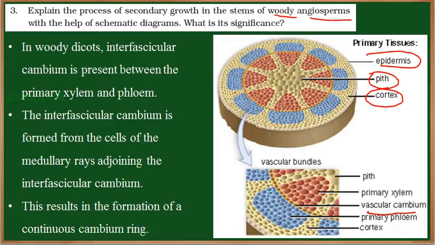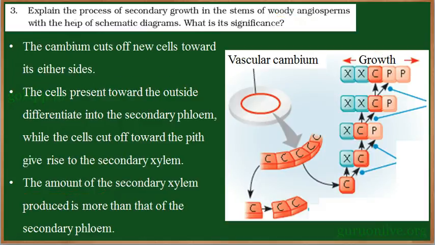Now the cells which are found in between xylem and phloem are termed as medullary rays. So when all the medullary rays join together to form a circle, this ring is called intrafascicular cambium. They are formed by the medullary rays adjoining the intrafascicular cambium. Now let's see why this cambium is required.